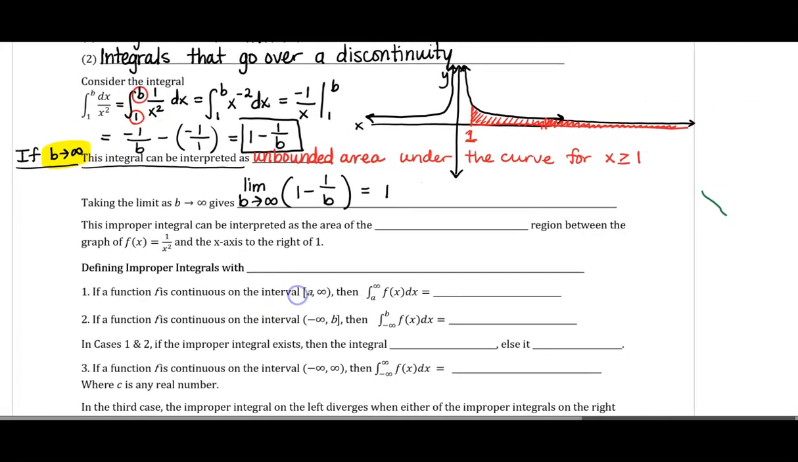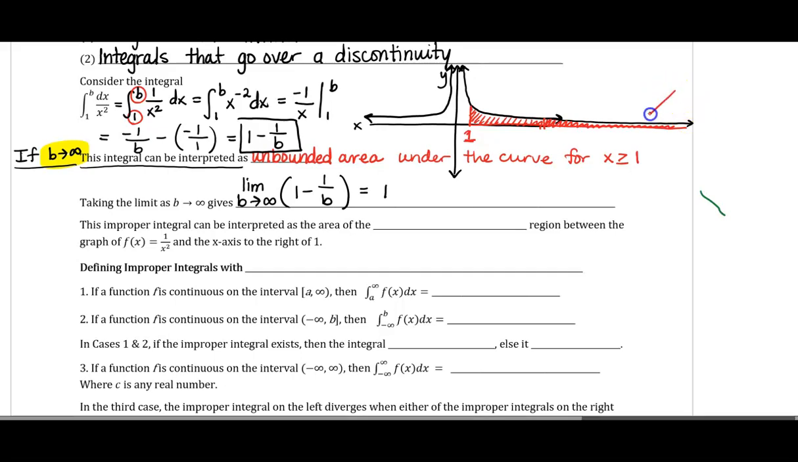So what we've actually just found is that all of this red area right here, that infinite area, is really equal to 1. That's the area under the graph of 1 divided by x squared from 1 to infinity.